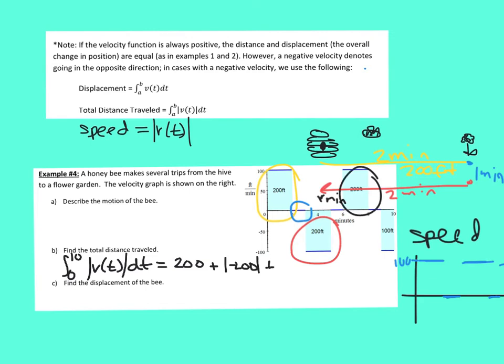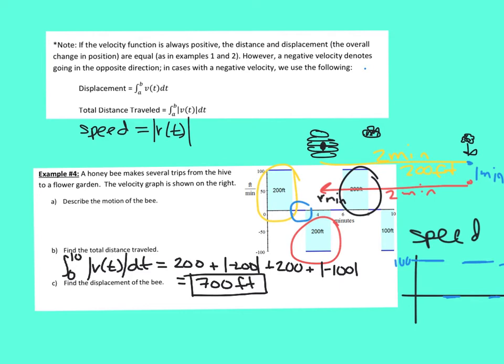The next area, this one right here, is positive 200. And then the next area, again, it would be negative if we weren't finding the absolute value, but we are going to make it positive. So it's going to end up being 200 plus 200 plus 200 plus 100, which is going to be 700, and it's in feet. That's our unit.